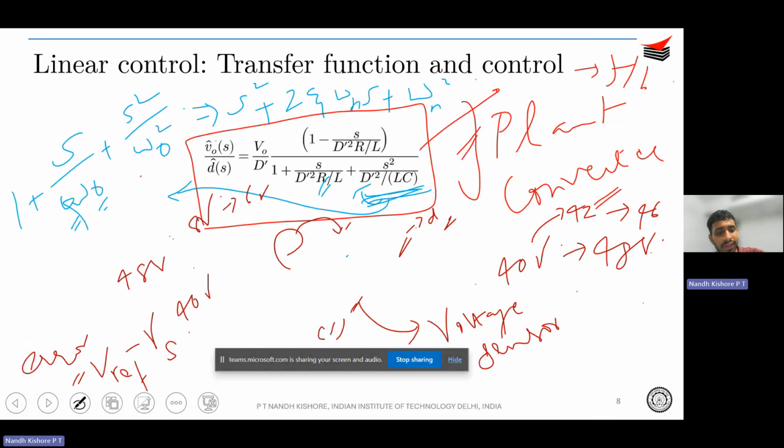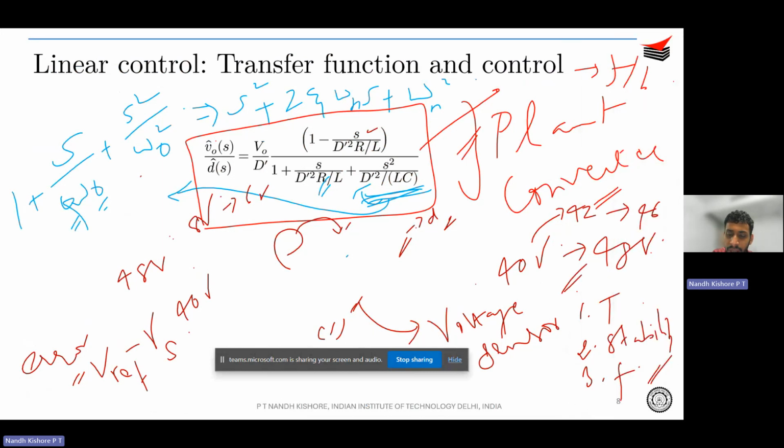With this, if I can obtain V naught by d in the Laplace domain, that is, you have S terms over here, right? We said that I can do time domain analysis, then stability analysis, and then frequency domain analysis. All of these three can be done. Specifically, we will focus on frequency domain.